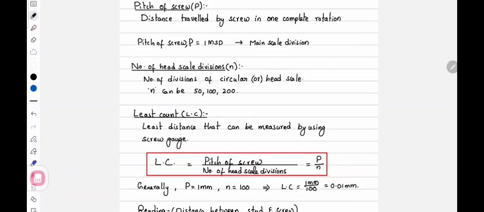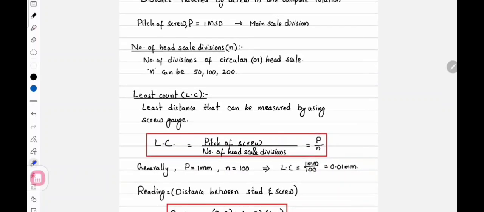I told you, generally 1 mm. Number of head scale divisions, 100. So least count will be this much. So how to find the reading of the screw gauge? Reading is nothing but, as I told you, the distance between stud and screw. Reading formula: PSR plus HSR into least count. Now I'll tell you how to take PSR, HSR. Already we got LC.